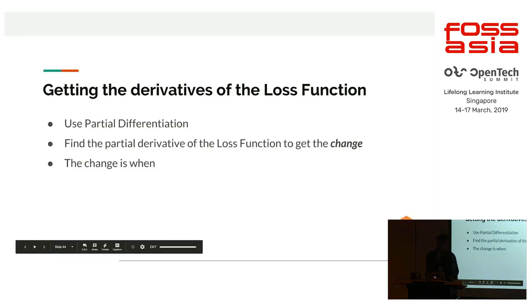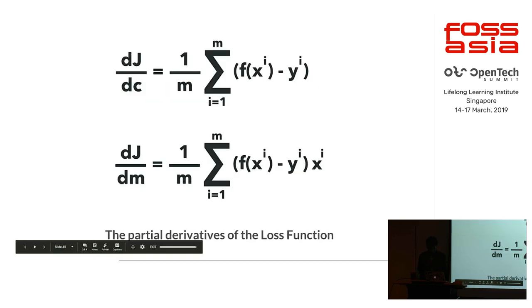So there's one type of differentiation called partial differentiation. It may be out of the high school syllabus, but if you've taken a math or statistics course in university, you may have come across partial differentiation. You don't need to know how exactly it works for this workshop, but please note that it's what we use to get the derivatives of the loss function. So we take the derivatives of the loss function with respect to the gradient value m and the current y-intercept c. And these are the formulas that we get after performing partial differentiation.